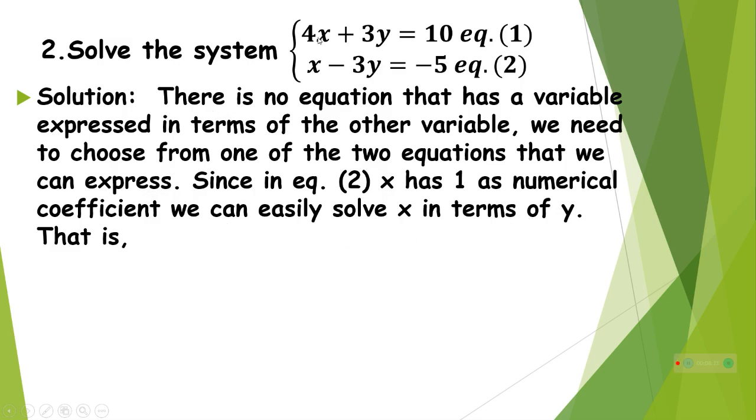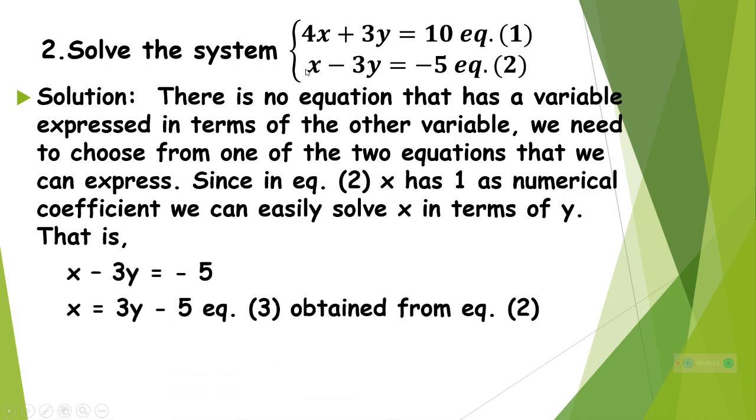So again, you are going to select the term with the coefficient 1 or negative 1. So since in the first equation, the coefficient of x is 4 and the coefficient of y is 3, and in the second equation, the coefficient of x is 1 and the coefficient of y is negative 3, we are going to select equation 2 because it has the variable x that has the numerical coefficient 1.